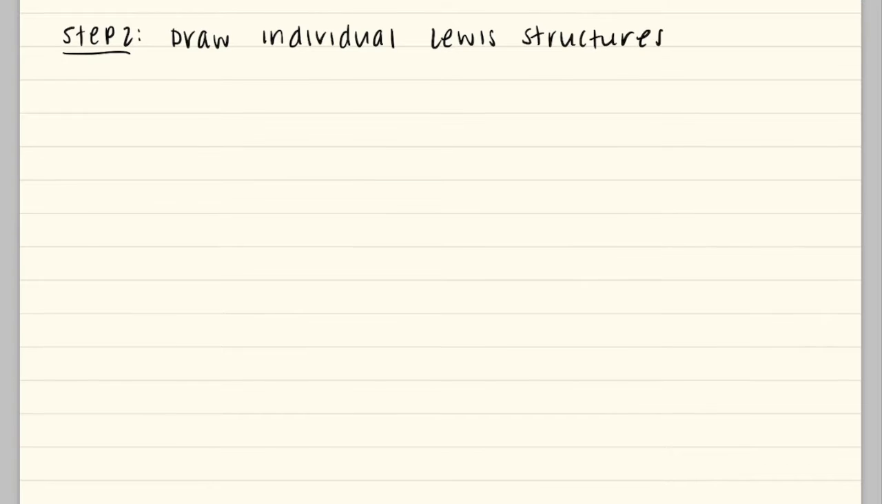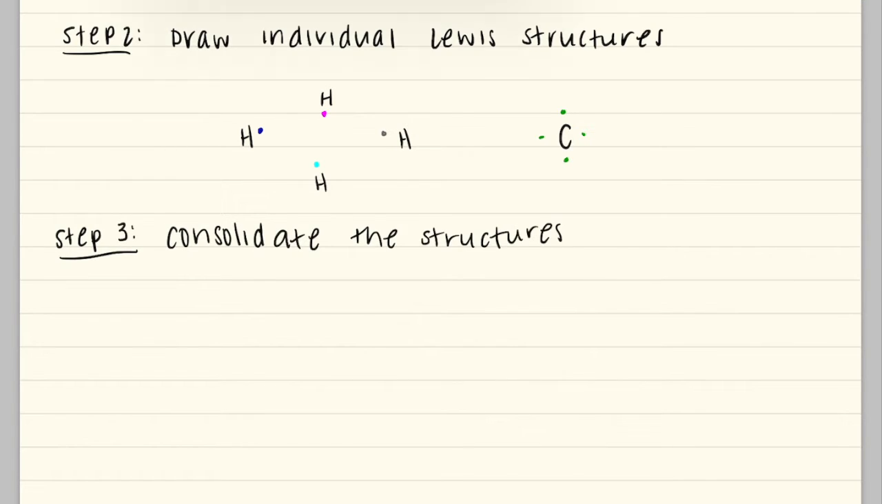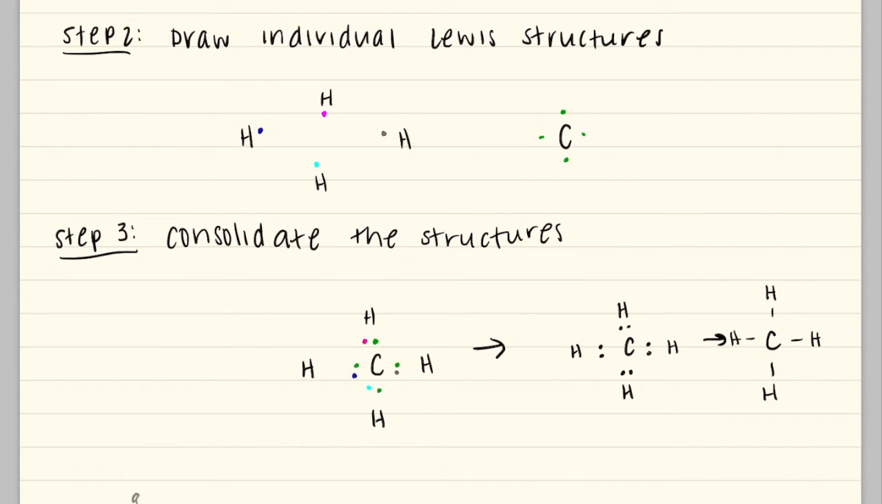In the next step, we will draw all of the individual Lewis structures of each atom in the compound. This will help us visualize where to add what element in the final structure. In the last step, we will consolidate all of the individual structures and make sure each atom is in its lowest energy state. As you can see, all hydrogens have 2 electrons and the carbon has 8 electrons, meaning that each atom is happy and has fulfilled its outermost shell requirement.